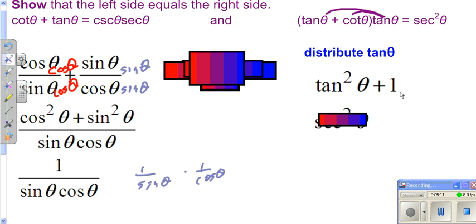Now, that's one of your Pythagorean theorem identities. Tangent squared plus 1 is your secant squared.